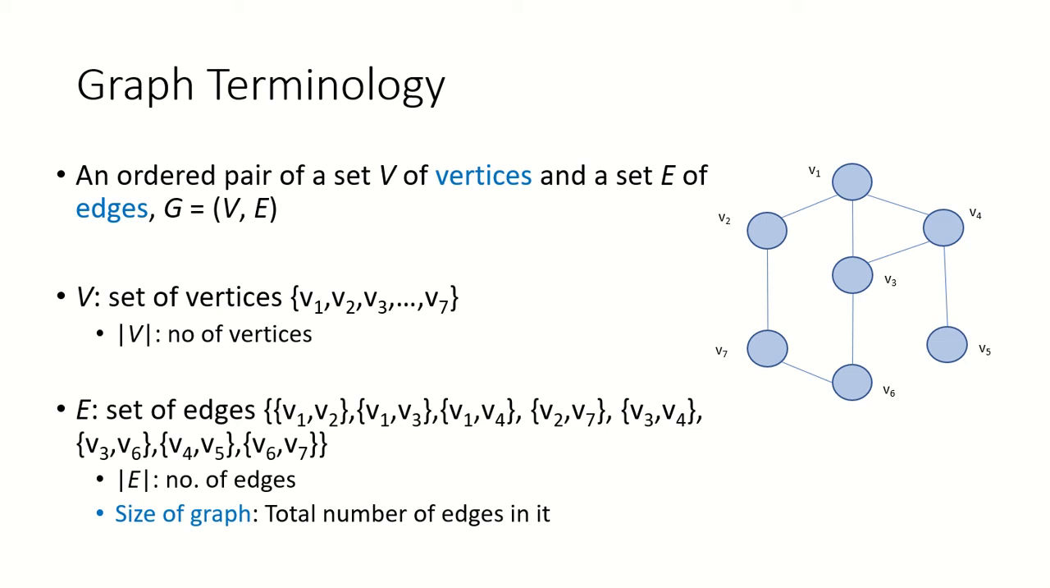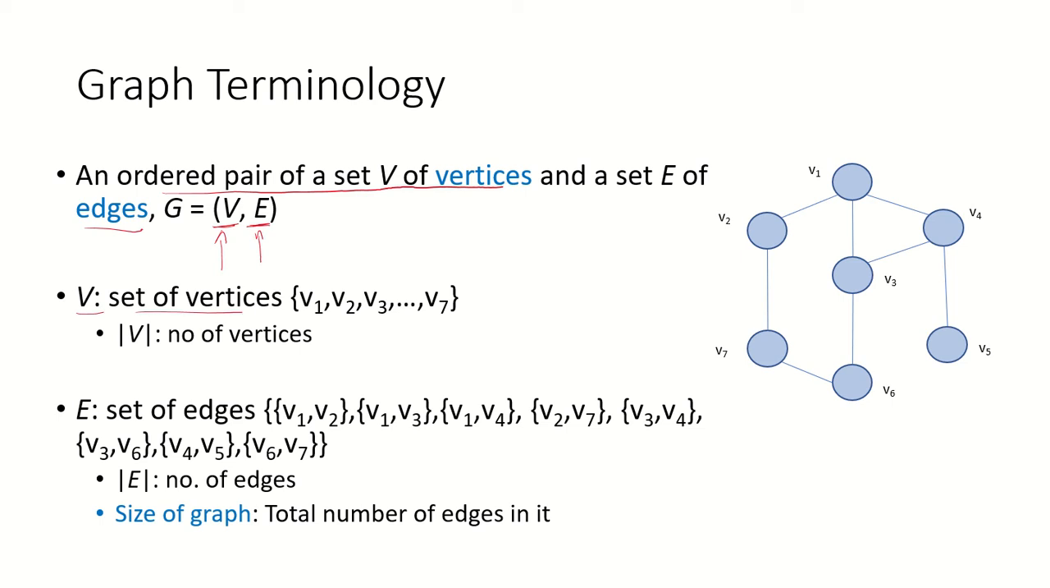So as we saw earlier, the graph is an ordered pair of a set of vertices and a set of edges. And by ordered pair, we mean that they need to be written in this order. The vertices come first and the edges come later. And both these vertices and the edges, they are sets.